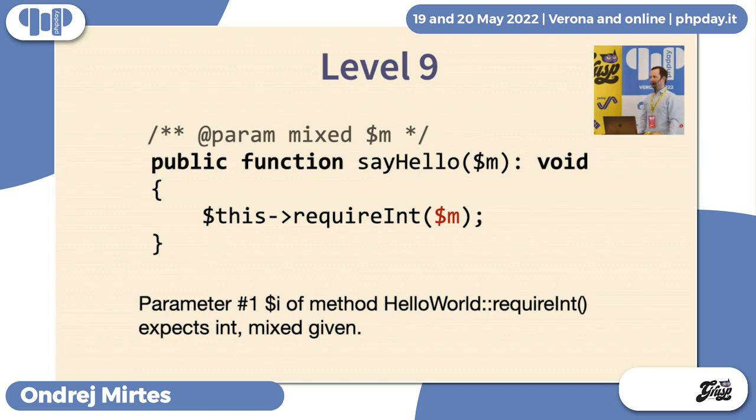And level 9 is about limiting what you can do with mixed. Because up until level 8, including level 8, PHPStan does not check anything on mixed. It considers the code that uses mixed correct. And level 9 limits the usefulness of mixed, because you can't do anything with it except pass it to another mixed, because it's a potentially dangerous operation. So in this example, we are passing mixed to a method that requires an integer. So of course, if the mixed value is something else, your code would possibly crash. So that's why it's reported on level 9.